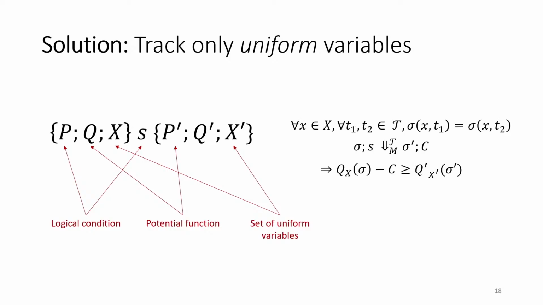So now, assuming that X is actually the set of uniform variables, or is at least an approximation of the set of uniform variables, then we have the same soundness theorem from before, that our now restricted Q is an appropriate upper bound on the actual execution cost of the program. And we've proven this theorem both on paper and in the Coq proof assistant.